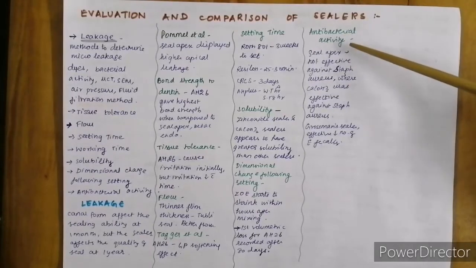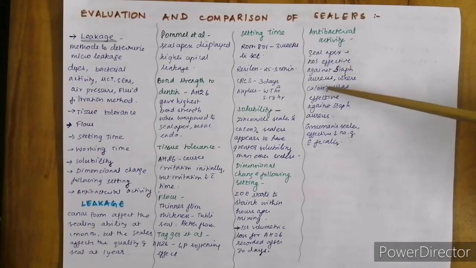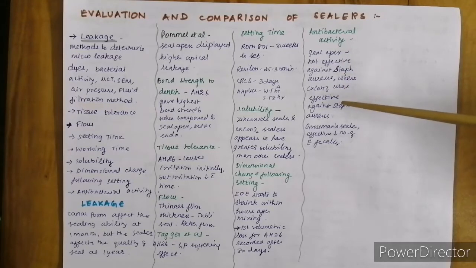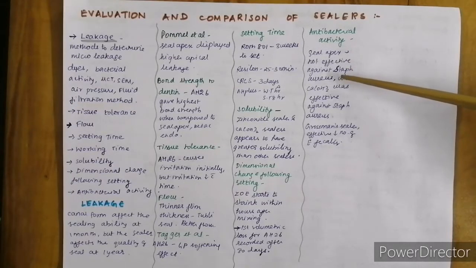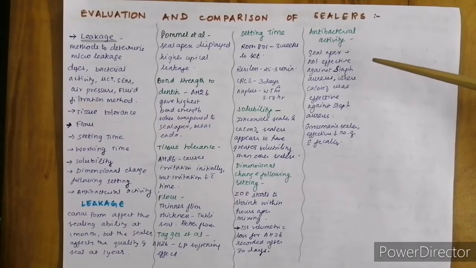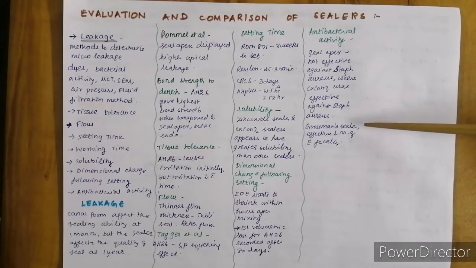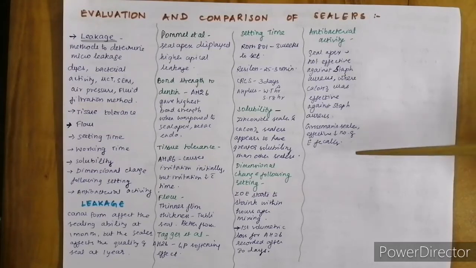Then antibacterial activity. Seal Apex was not effective against Staph aureus whereas calcium hydroxide was effective. Seal Apex is also a calcium hydroxide based sealer, but it was not effective against Staph aureus when calcium hydroxide was found to be effective. Then Grossman sealer, the zinc oxide eugenol based sealer, is effective in decreasing the number of E. faecalis. So this is a quick, very rapid review about the resin sealers.